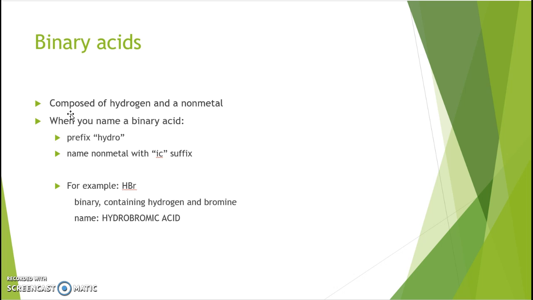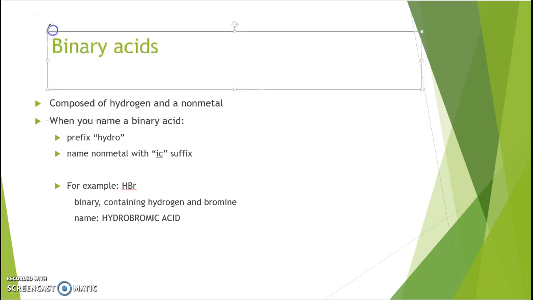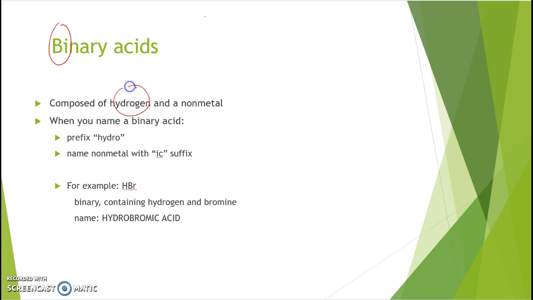So let's talk about binary acids first. Remember, binary means two things. Here are the two things that it's made up of: hydrogen and a nonmetal. Anytime you see an acid that has a hydrogen and a nonmetal, you're going to follow these rules. When you name a binary acid, you're going to use the prefix hydro, name the nonmetal, and end with the ic suffix. For example, you have HBr, so you know it's binary because it contains hydrogen and bromine. So hydro is your prefix, ic is your suffix: hydrobromic acid.